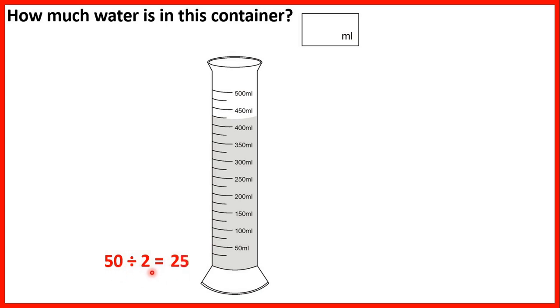It's useful to know that, but if you don't, you can always divide using short division. So that means with each line, we go up by 25. So we have 0, 25, 50, 75, 100, 125, 150, and so on. And that means the number in the middle of 400 and 450 is 425. So we have 425 millilitres of water in our container.